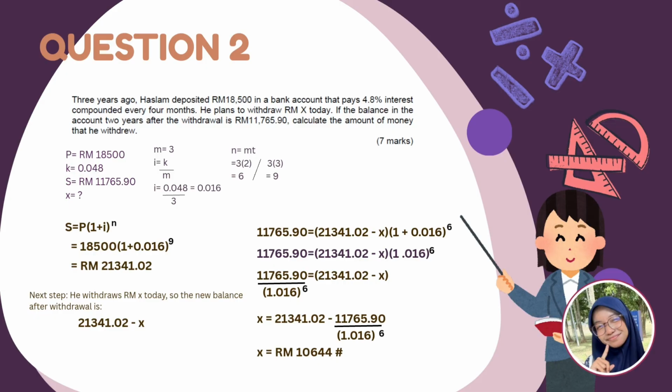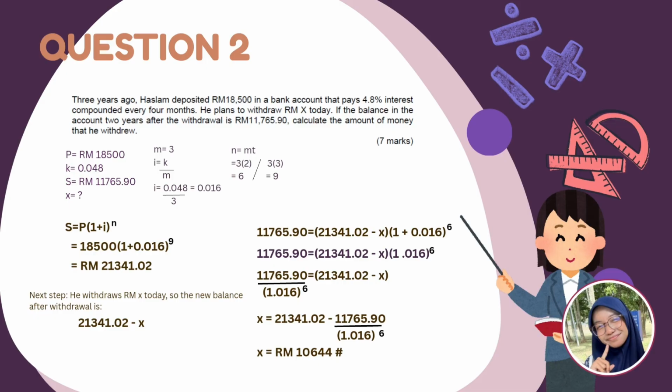Our formula is S equals P, 1 plus i, to the power of small n. Just enter the numbers in the formula. How to find our i? k per m, so you're going to get 0.016. Our small n, 3 multiply 3 gets 9 because it is 3 years. You're going to get the amount in the account just before the withdrawal after 3 years, which is approximately RM21341.02.